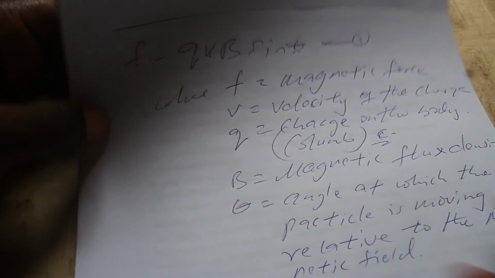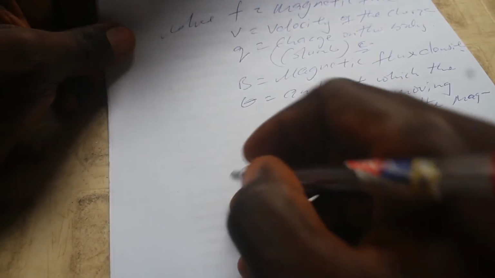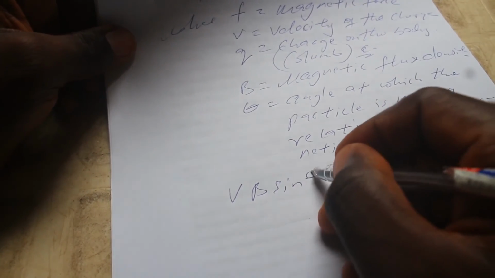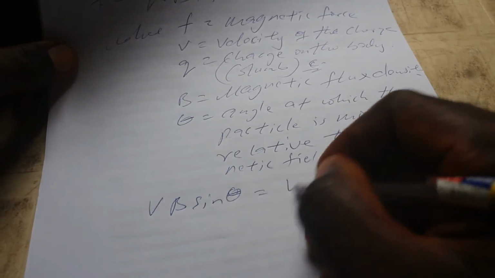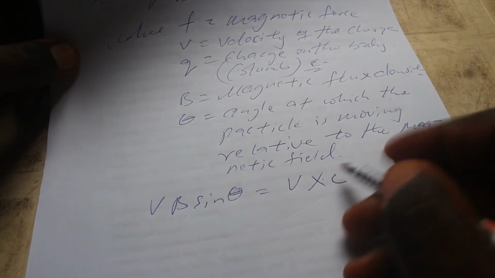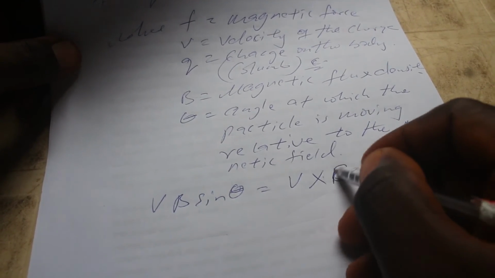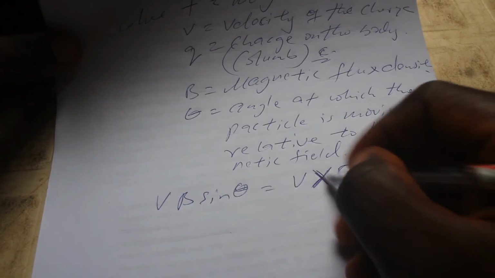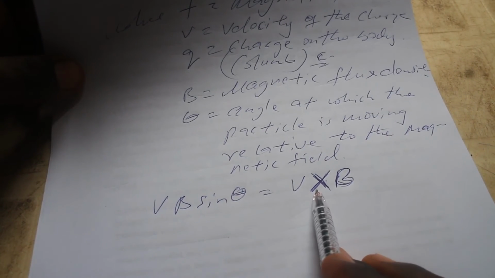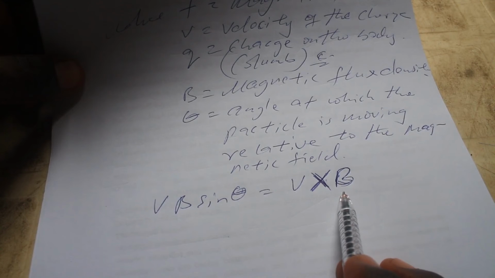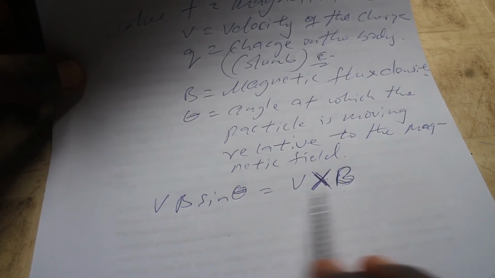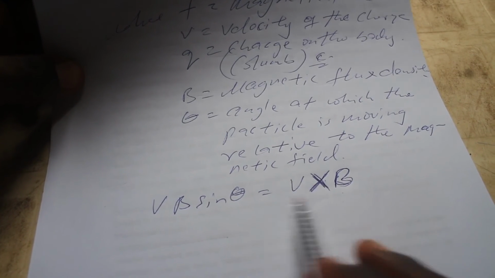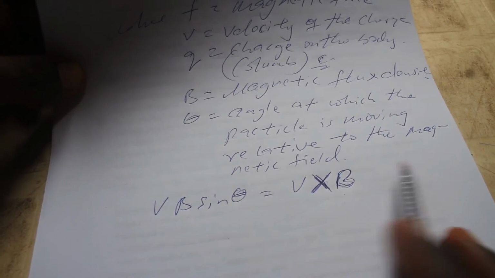Of course, the expression VB sine theta is also the same thing as V cross B. This is not multiplication, it's called the cross product in further maths. The cross product of the velocity and the magnetic flux density. These two quantities are vector quantities, so we can do what we call the cross product between the two.